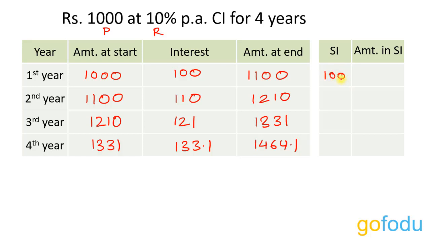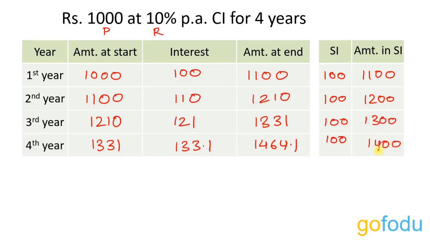Whereas in simple interest, interest generated in the first year would be rupees 100. Interest each year would be calculated on this principal itself. So every year we will get interest as 10% of this rupees 1000. That would be 100 each year. So amount at the end of first year would be 1100 in simple interest. In second year it would be 1200, then 1300 and 1400.